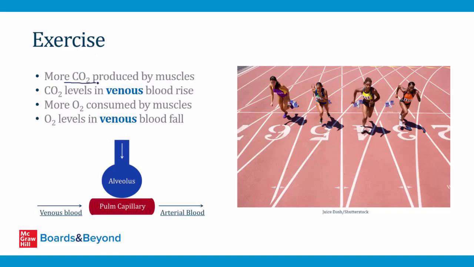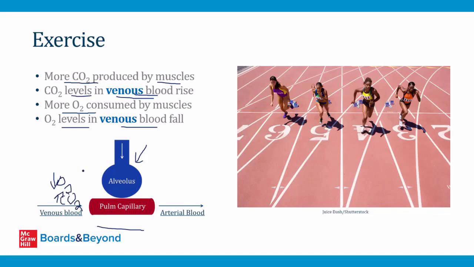So with more carbon dioxide produced by muscles, the carbon dioxide levels in venous blood will rise. Make sure you understand this. The muscles are producing CO2, they're putting it into the venous blood, and the venous CO2 level is going up. Your muscles are also consuming more oxygen with exercise, so the oxygen levels in the venous blood will fall. And so if you look at this little cartoon at the bottom of the screen here, which shows an alveolus in the lungs and a pulmonary capillary below the alveolus, venous blood is going to come in, and with exercise, that venous blood is going to have lower oxygen and higher carbon dioxide compared to what you would normally find if you were not exercising.